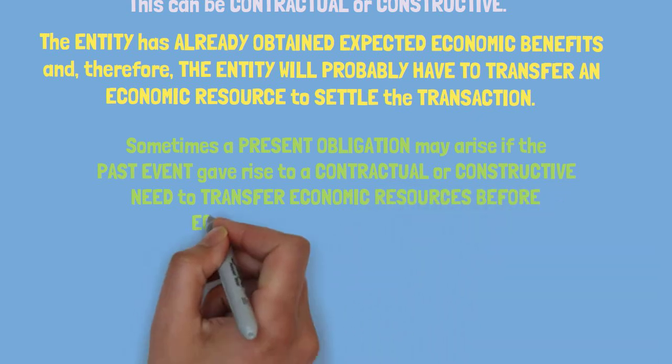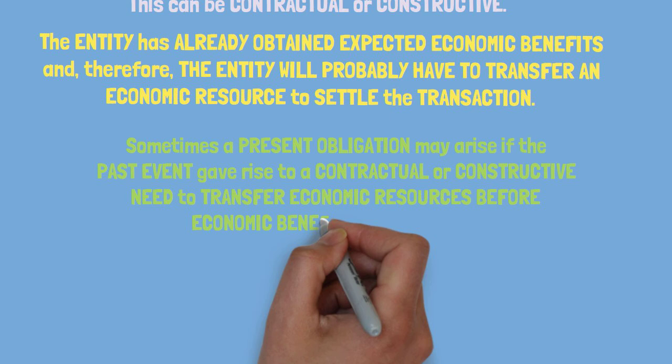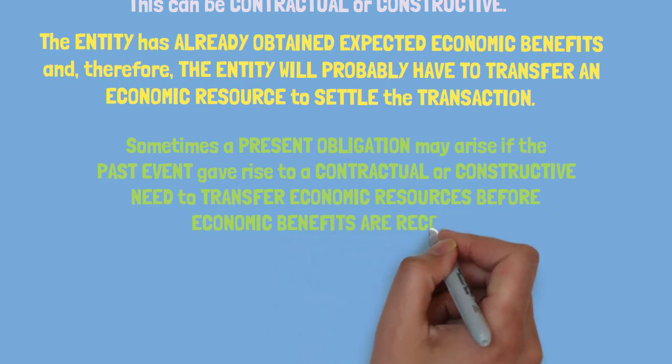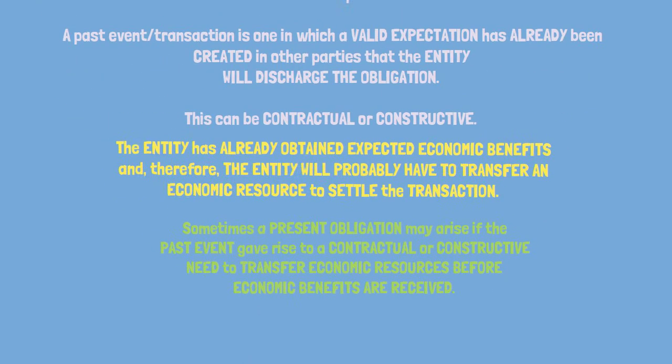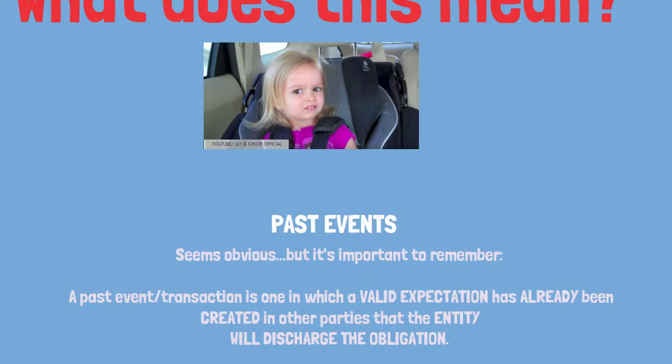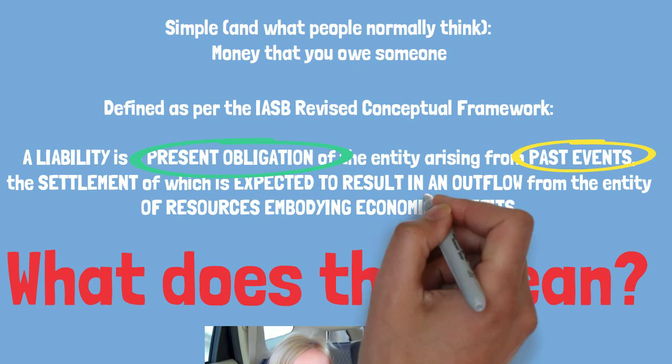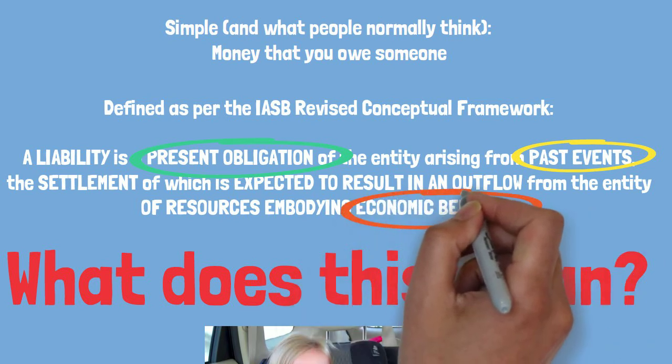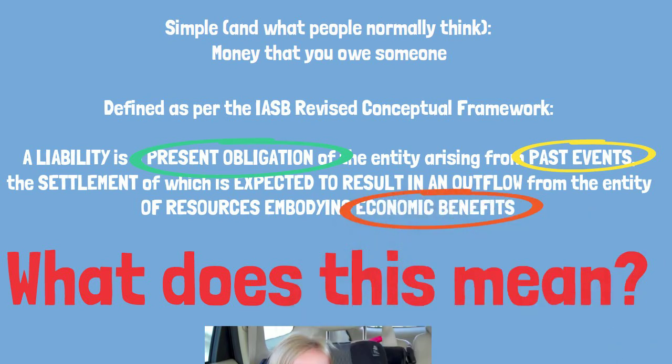Okay, so therefore something has happened which has created this expectation from both parties that there is a transaction that is required, there is an obligation that needs to be discharged, and there is an economic resource that needs to be transferred in return. So now we understand what past events are. So we know a liability is a present obligation of the entity arising from past events.